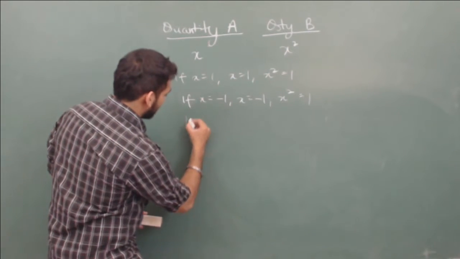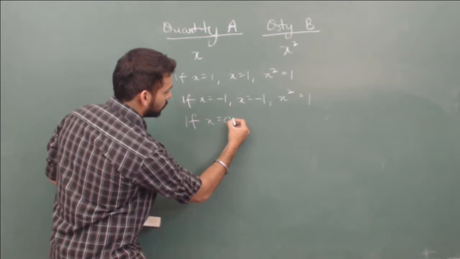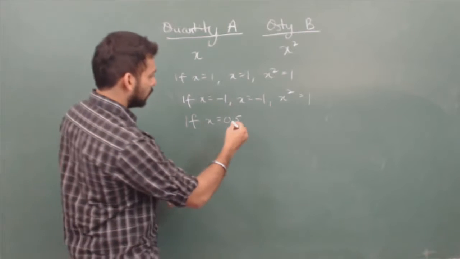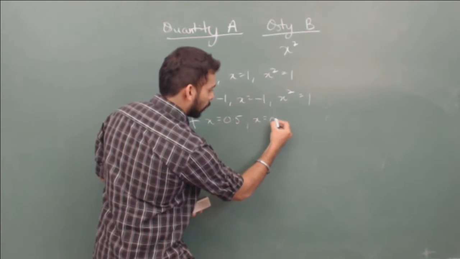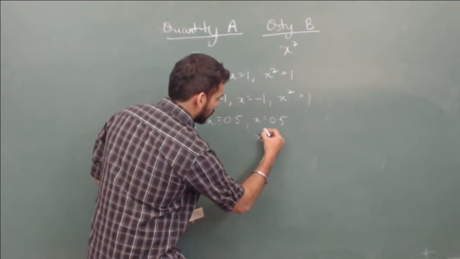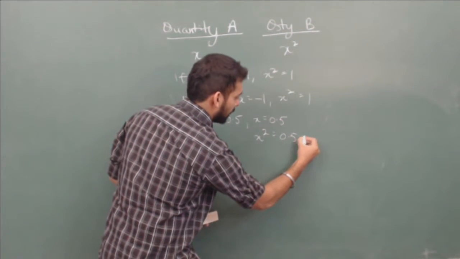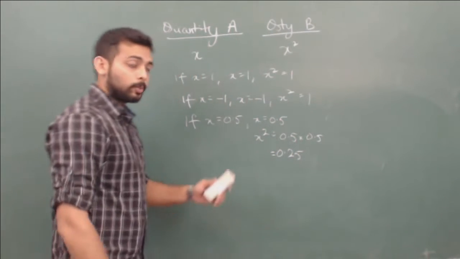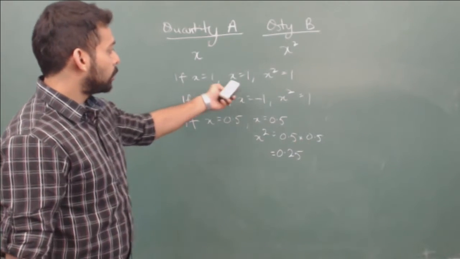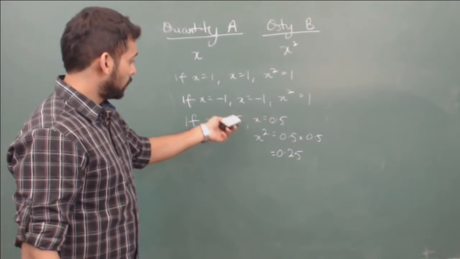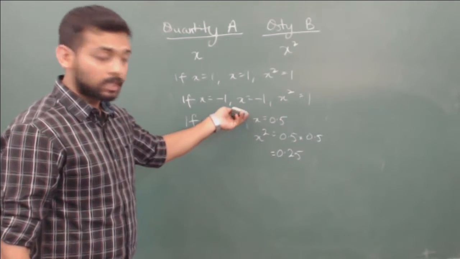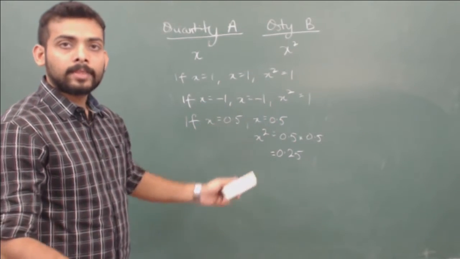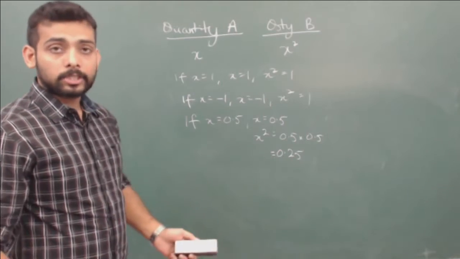As a third case, if x is equal to 0.5. Keep in mind numbers behave differently between 0 and 1. Although x is 0.5, x square is 0.5 into 0.5, which gives us a smaller number, 0.25. So we have three different scenarios. In the first, x and x square are equal. In the second, x square is greater than x, and in the third, x square is smaller than x.